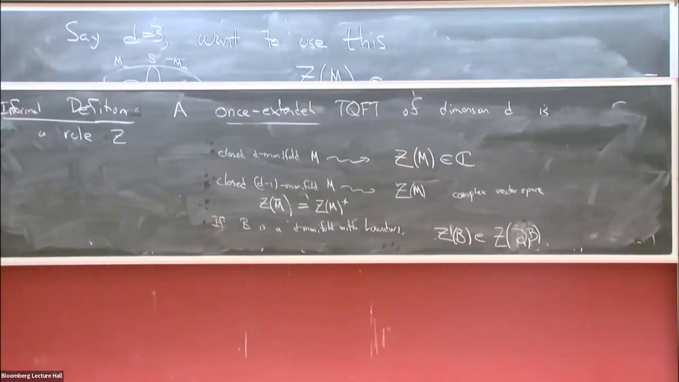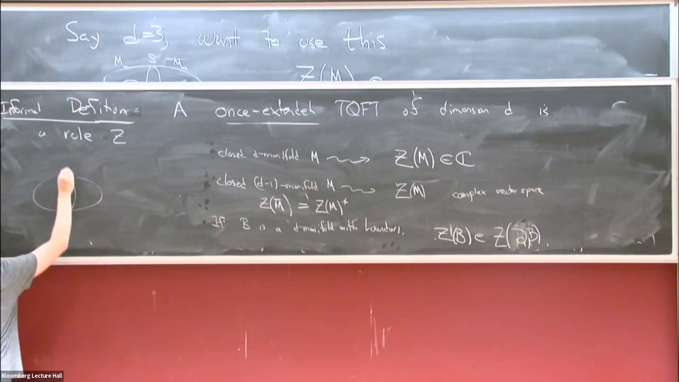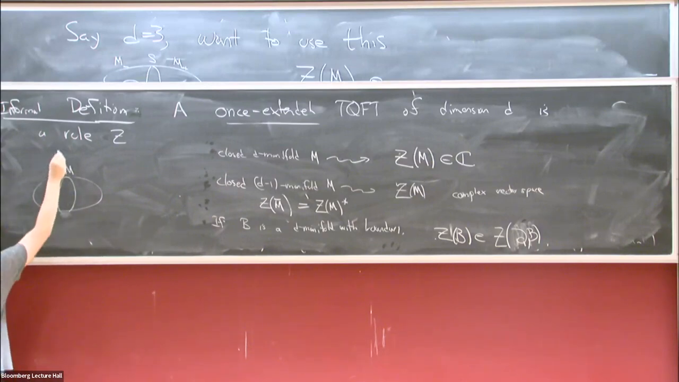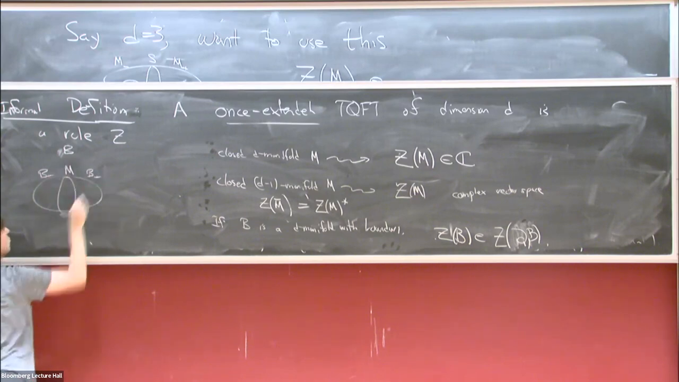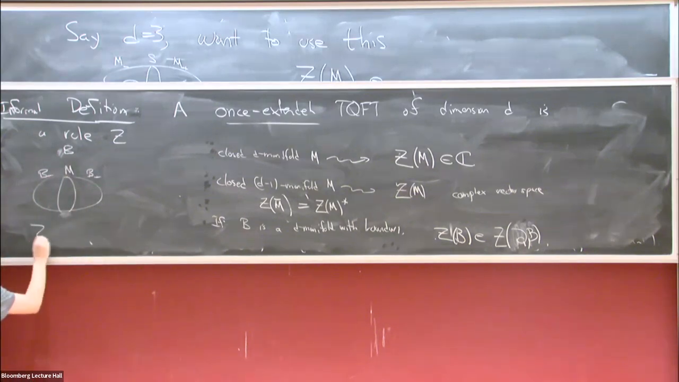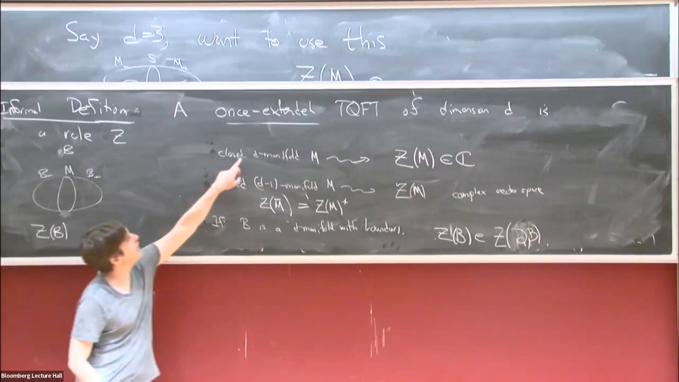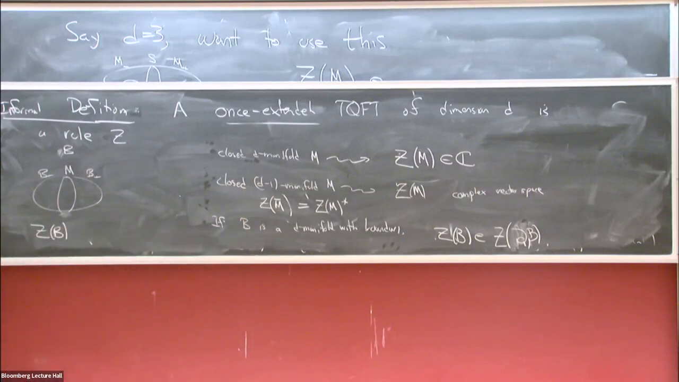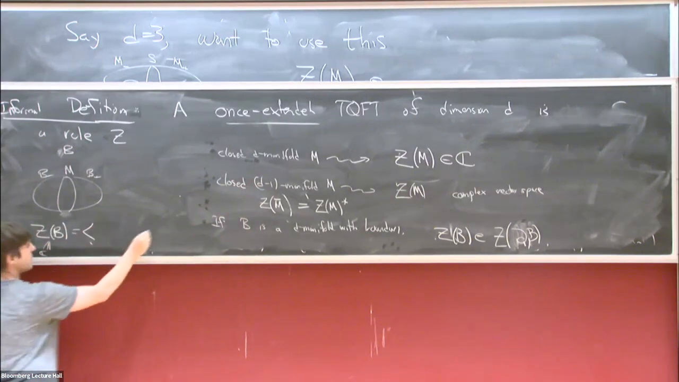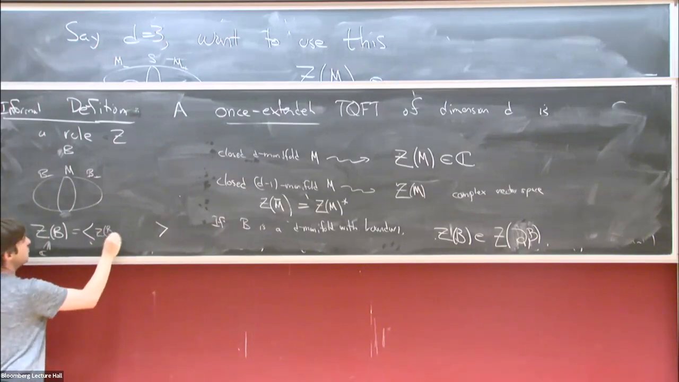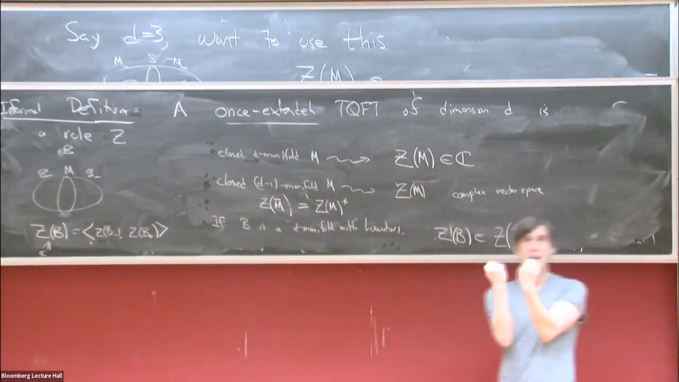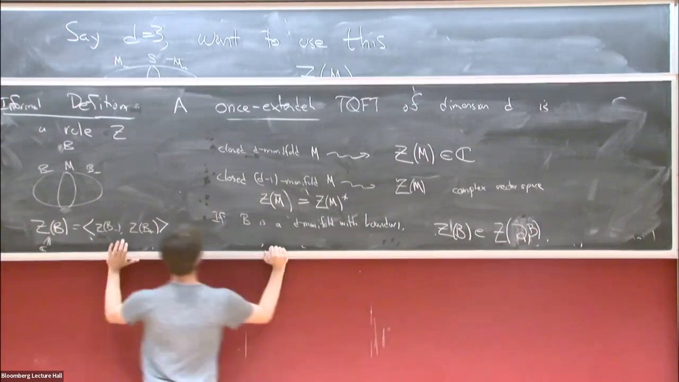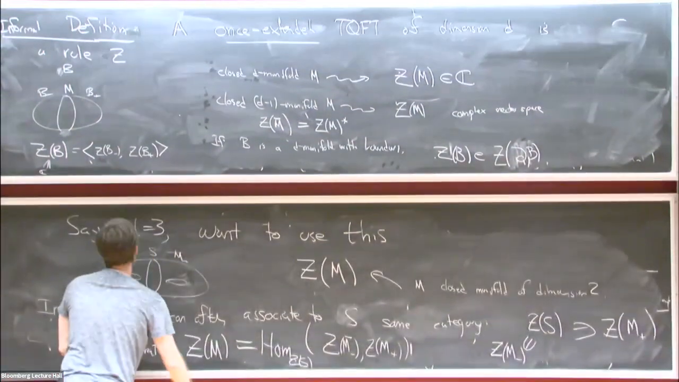which is that if you're in a situation where you have some big manifold B and you've cut it along a codimension one submanifold into two pieces, B minus and B plus, well, then the invariant that you want to assign to that big manifold of dimension D, that's a complex number, you want that to be obtained by taking these vectors, Z of B minus and Z of B plus, and these are elements. One of these is an element in Z of M, one of these is an element in the dual space, and you pair them together. So far, this is the structure that you see when you have a TQFT in the sense of Atiyah.